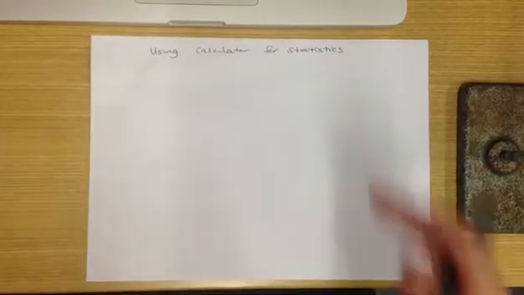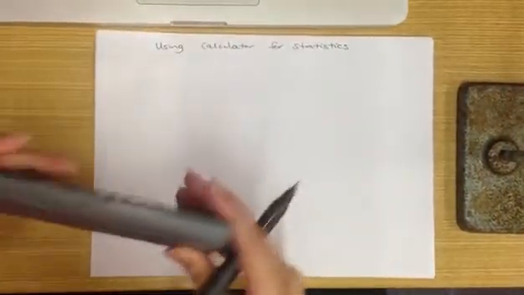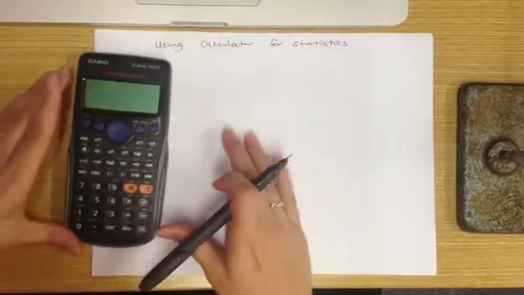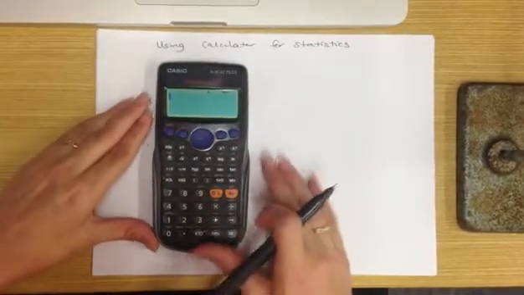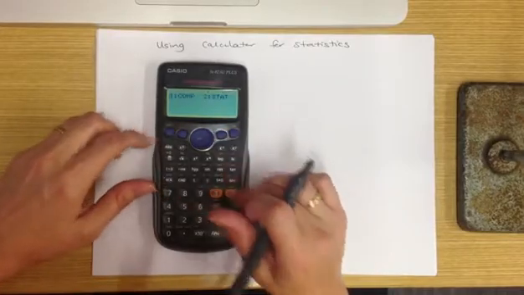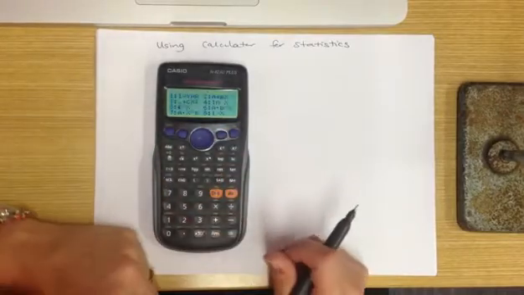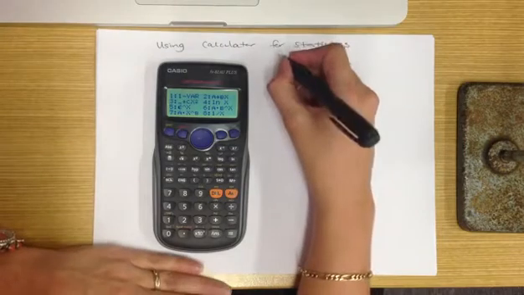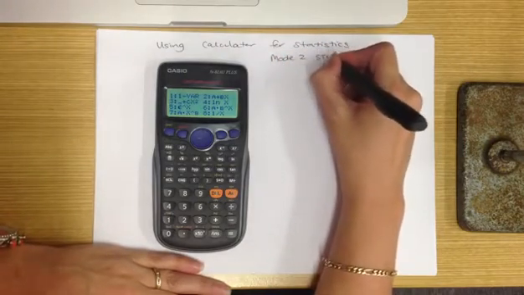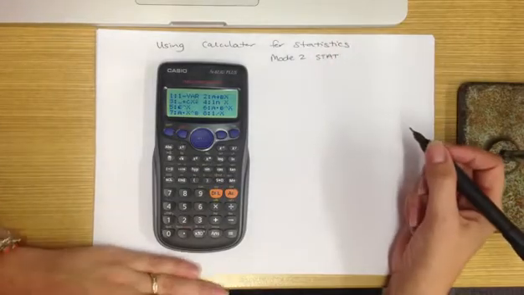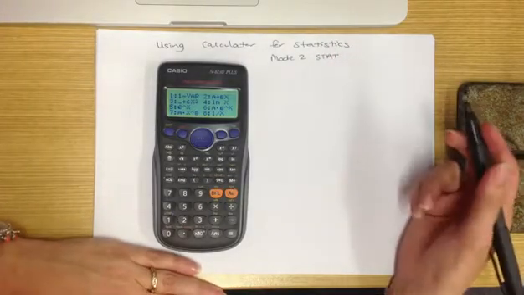Alright, so one of the things that you need to remember when we're using the calculator is that we need to get into our stat mode. So to get into our stat mode, for this particular calculator we need to go mode and 2 will get us into stat mode. Now for other calculators we need to go mode stat.